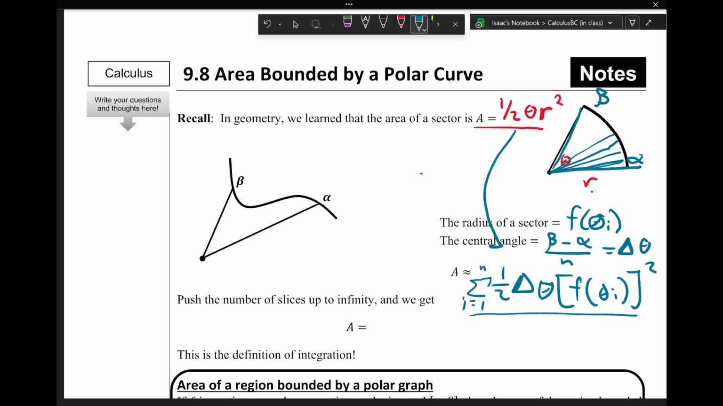Now, this just gives us an approximate area. Ideally, we want an infinite number of these things, so we're going to do the limit as n goes to infinity of this big summation thing: 1/2 delta theta times r squared. And you could obviously put those in a different order. But this should kind of look familiar to you.